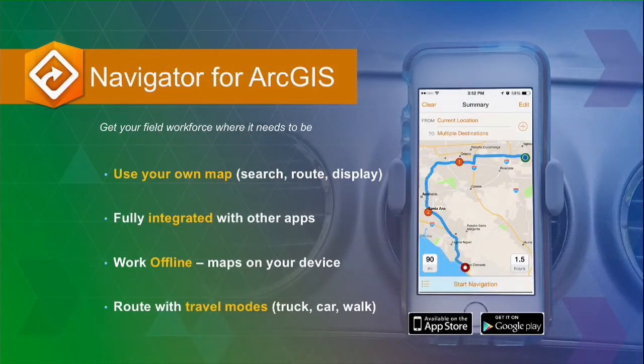So what is Navigator? It's basically what you think it is. It helps field workers get from one place to the next as efficiently as possible, even with multi-stops, restructuring, recalculating those routes to calculate the most efficient route, saving cost and time. It's fully integrated with other field apps that Esri delivers, including the Explorer app and even the Collector app, where your field workers are collecting data. It works offline, so the data is packaged and ready to use in the Navigator app locally. You could route with different travel modes, whether you're routing in the car or in a truck and you have height and weight restrictions, or you're walking with the pedestrian content. It supports all of these things.